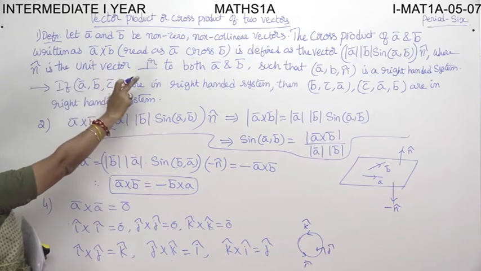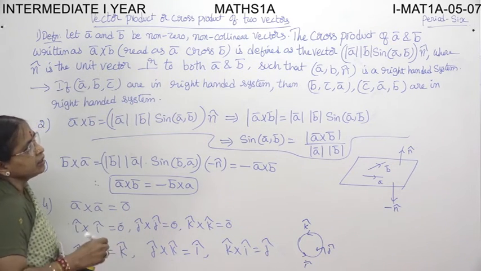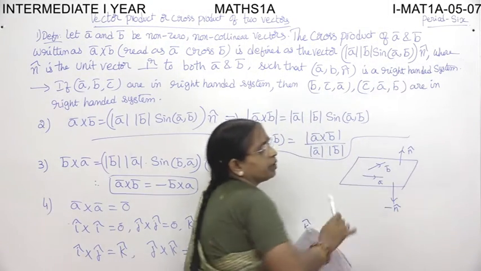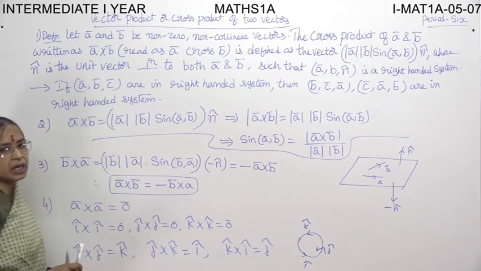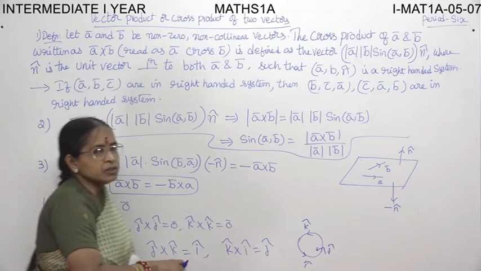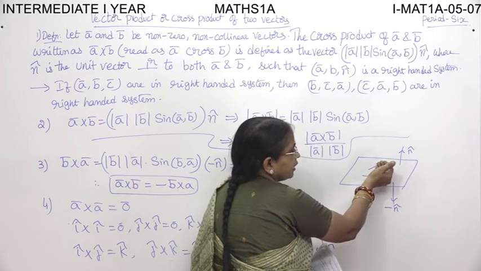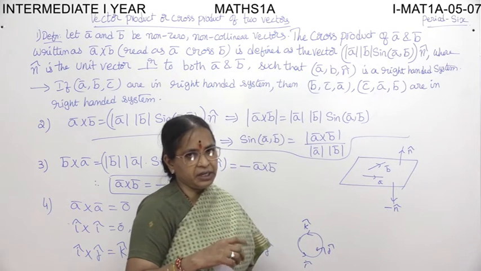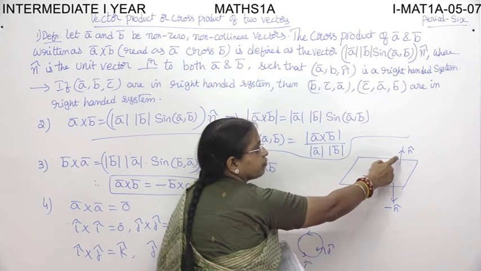Then the cross product of A and B, written as A cross B, you must read it as A cross B, is defined as the vector mod A into mod B into sine of angle between A and B into n cap, where n cap is the unit vector perpendicular to both A and B, such that A, B, n cap form a right-handed system. Right-handed system means the rotation is from A to B, and the rotation will be less than 180 degrees. So A, B, n cap form a right-handed system.